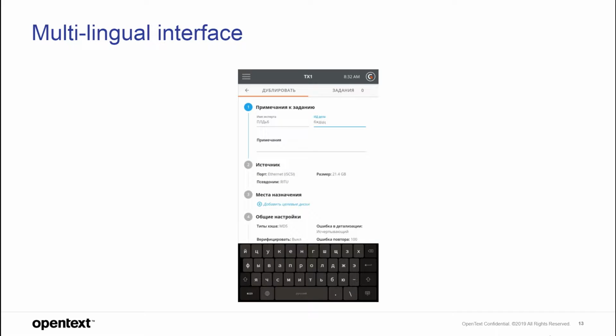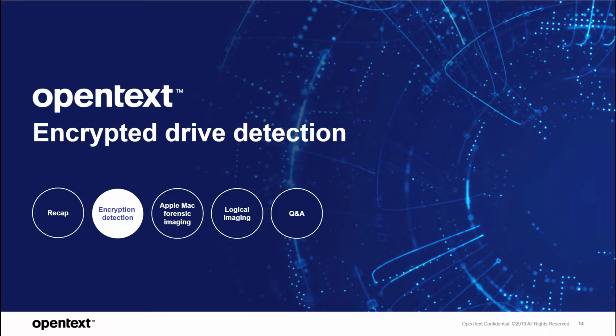Third, we've been hard at work enhancing our support for CIFS shares over TX1's crazy fast 10 gigabit Ethernet network connection. This past summer, we were pleased to update TX1's SMB support to include support for versions 1.0, 2.0, 2.1, and 3.0. And we're also now supporting logical imaging from CIFS shares, and I'll talk more about logical imaging a little later. So now let's get into some of the really cool new features, starting with encryption detection.